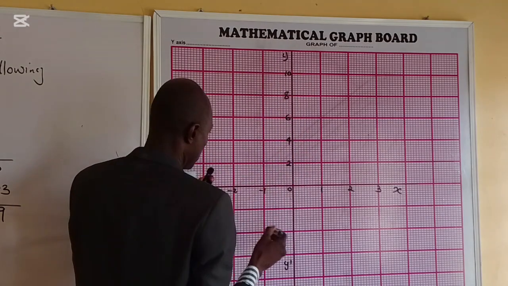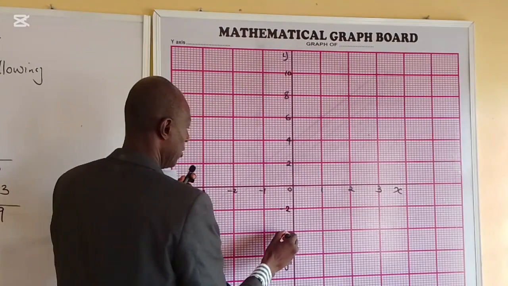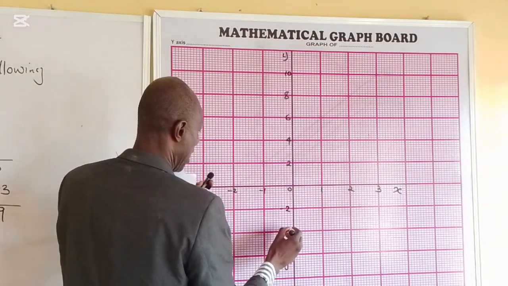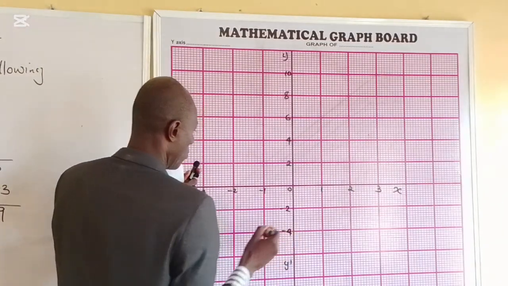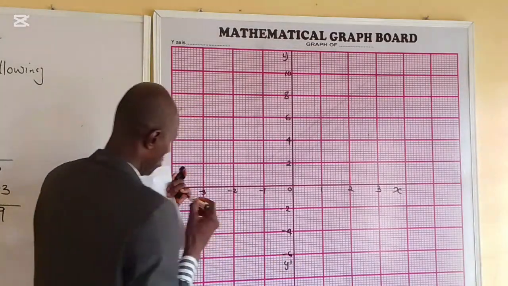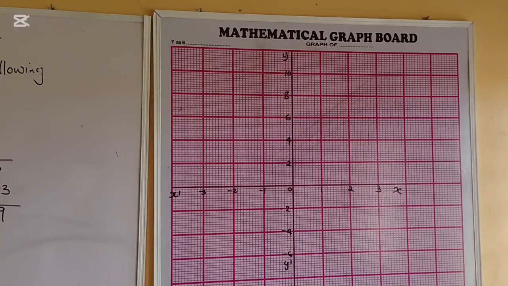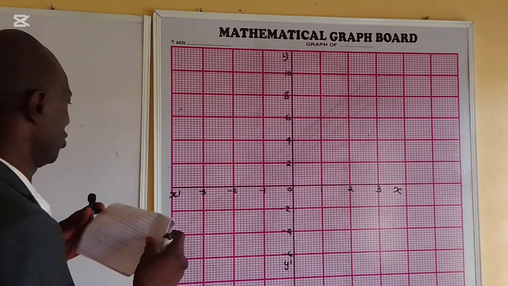That on the x-axis, 1 centimeter represents 1 unit. On the y-axis, 1 centimeter represents 2 units. Okay, like what I said, the table of value was on the board, but I want to plot it because I have done it before teaching.